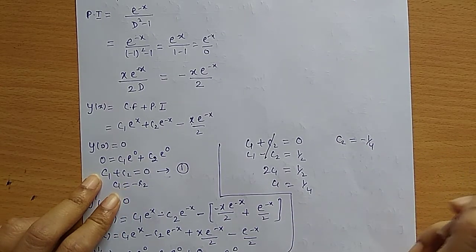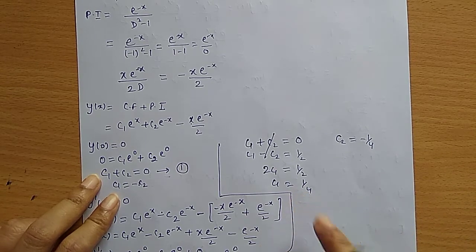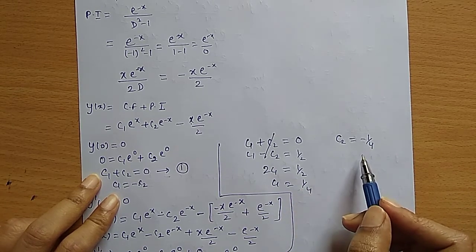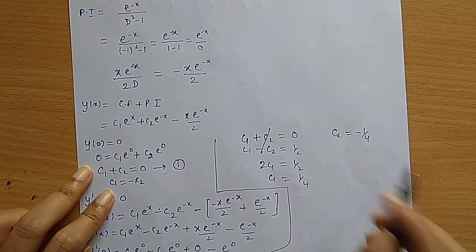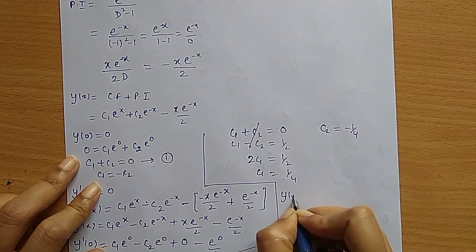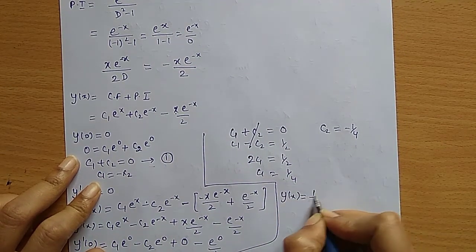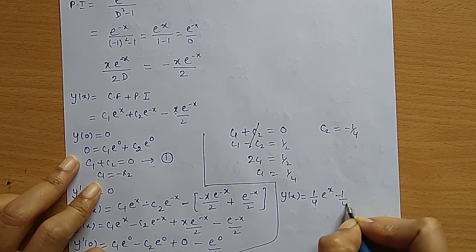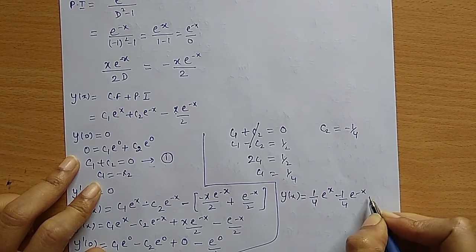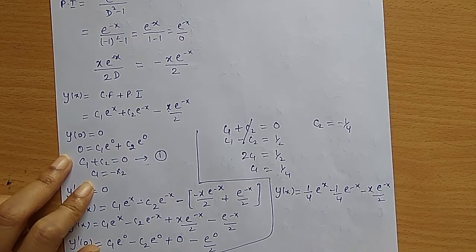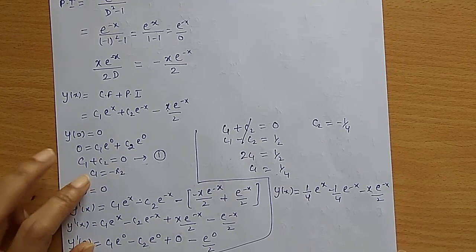Okay, so we have the values of c1 and c2. Using these values in the solution, we get the complete solution. y(x), the solution, will be equal to 1 by 4 e to the power x, minus 1 by 4 e to the power minus x, minus x e to the power minus x upon 2. Okay, this is your solution.